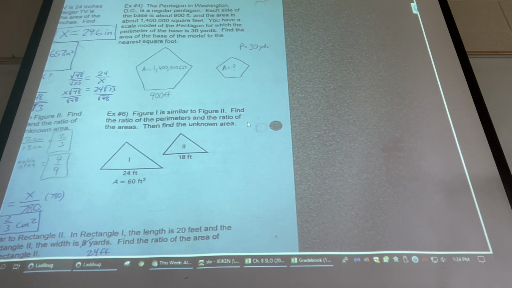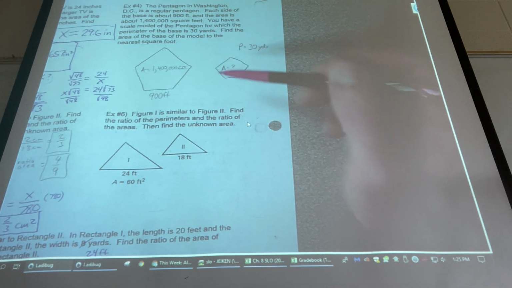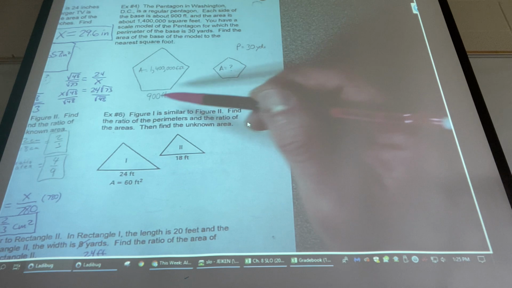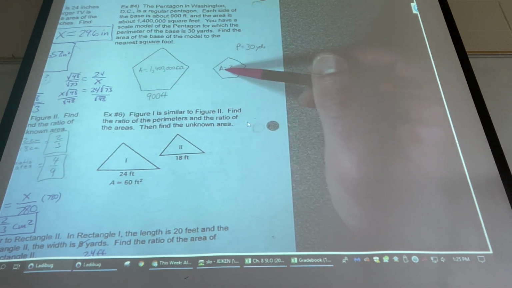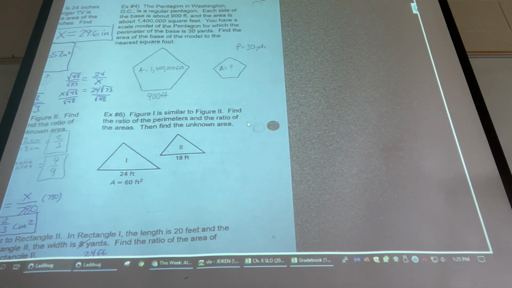Well, ladies and gentlemen, are we ready to write a proportion and solve this? I think so. Well, if we were, we would need to know either both areas, or we would need to know corresponding lengths. Do we know both areas? No. Do we know both corresponding lengths? No, but we could. We can figure it out.